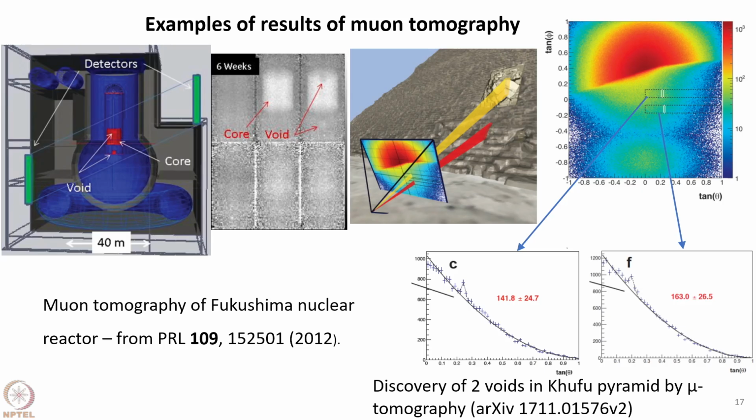So these are examples of muon tomography of the Fukushima nuclear reactor. You know that there was an accident in Fukushima, so muon tomography was used to find out how the core is doing, whether there are any voids, and indeed they found voids and so on. It has also been used to tomograph voids in the pyramid, this particular Khufu pyramid, where if there is a void, then in that direction you observe a small excess of muons. Okay, so you can then do that in 3 dimensions, and you can locate the void.